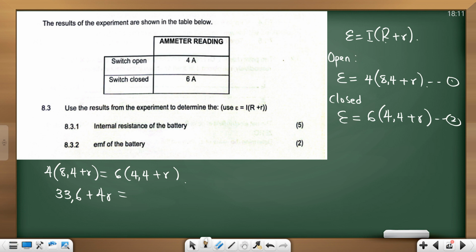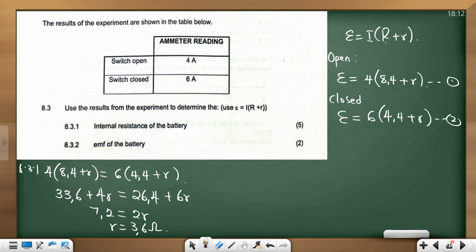You ain't talking. All right, 4,4 times 6. What would that give us? 26,4. Okay, please talk, or please send a message if you're having a challenge with your mic. 33,6 minus 26,4. 7,2 would be equal to what? 2R. So what is R? 3,6 ohms. We are done there with 8.3.1.